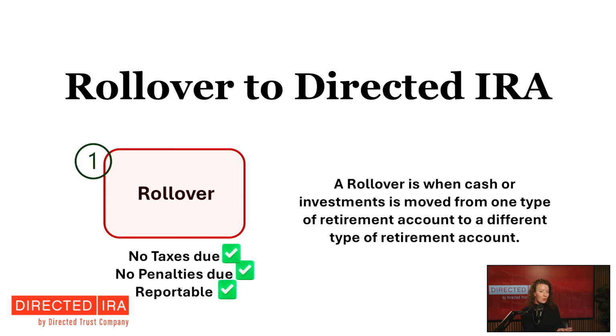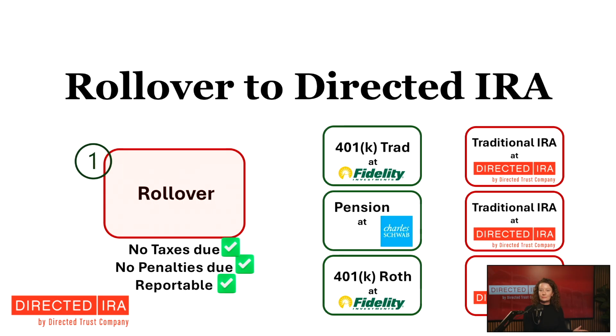Let's talk a little bit more about the rollover to a Directed IRA account. So what exactly is a rollover? A rollover is when cash or investments is moved from one kind of retirement account to a different kind of retirement account. For example, if you've got a 401k right now and you want to open up a traditional IRA, moving money from a 401k to an IRA is considered a rollover.